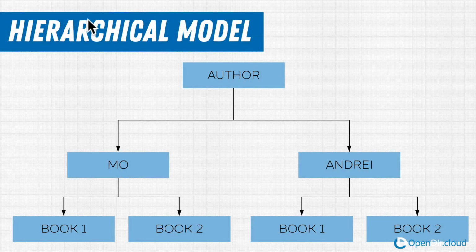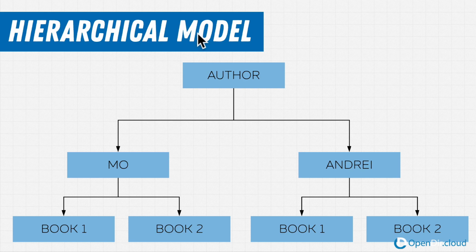All right, so first up is the hierarchical model. Now, this is a fairly old model. It was primarily used by IBM in the 60s and 70s and hasn't been seen today very much due to its inefficiencies. It isn't as popular anymore because it isn't really an efficient model for storing data.